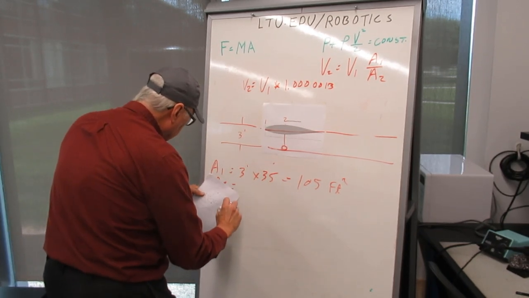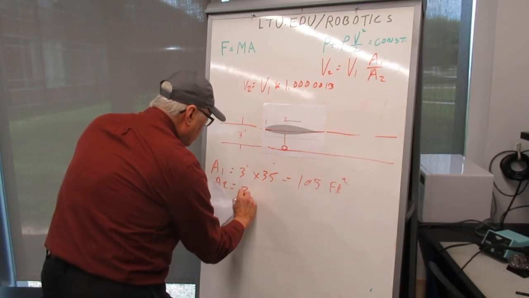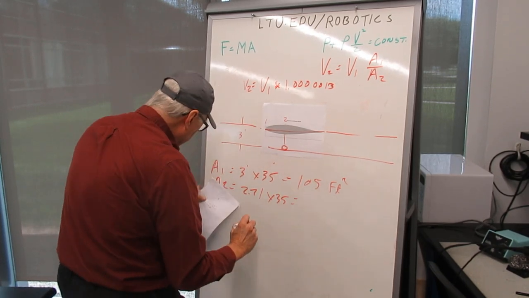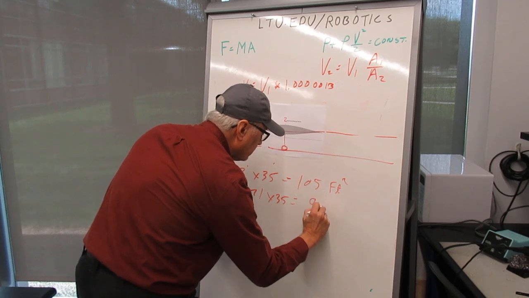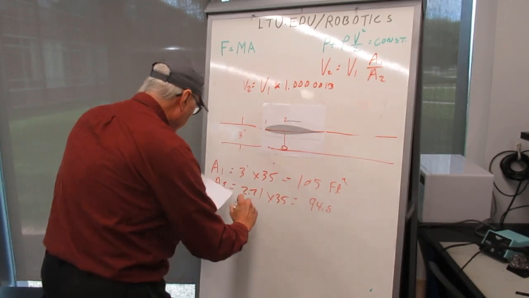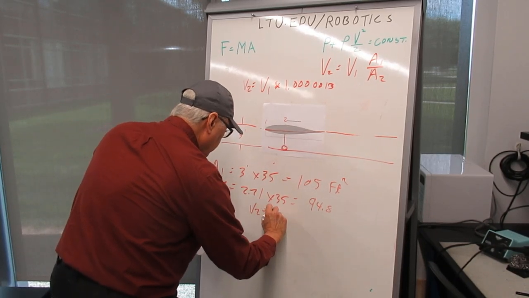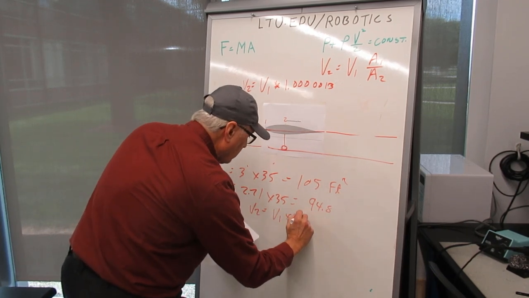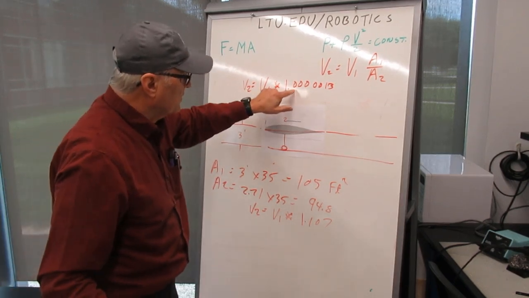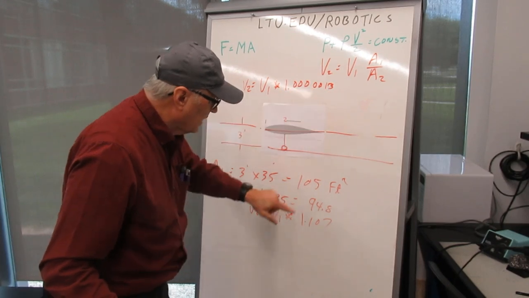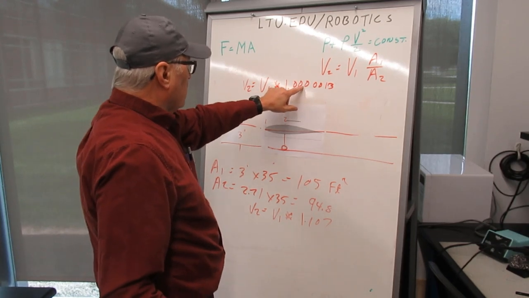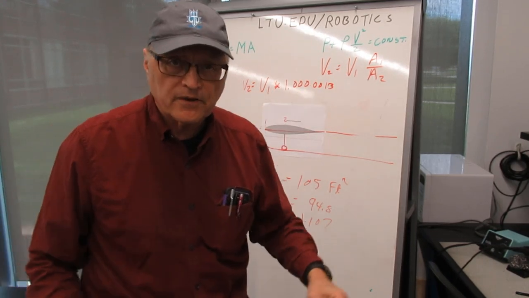A2 equals about 2.71 feet because of that curve times 35. And that's equal to 94.8 square feet. Okay? And that gives me my velocity here equal to V1 times, when I take the ratio, 1.107. Okay? Now here it was times 1.00000013. Here it's 1.107, almost a 10% increase in velocity compared to not even a fraction of a 1%, you know.